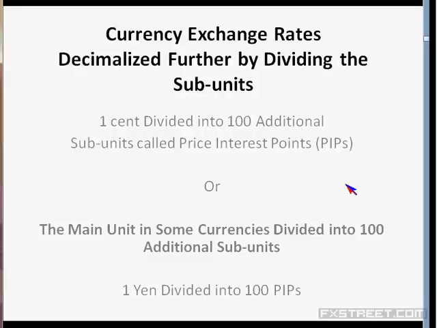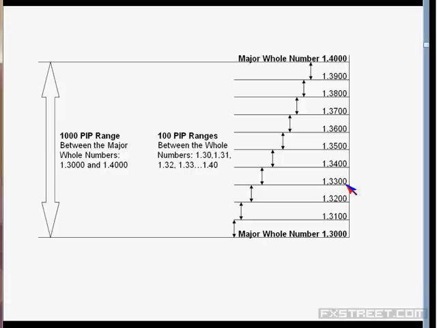Currency exchange rates need even more precision, so they're decimalized even further by dividing not only the main unit but also the subunits. So 1 cent, for example, is divided into 100 additional subunits called price interest points, or pips. In some currencies, like the Japanese yen, the main unit is also divided into 100 additional subunits, 1 yen divided into 100 pips, for example.